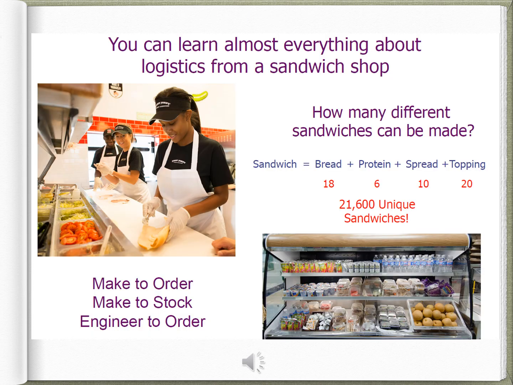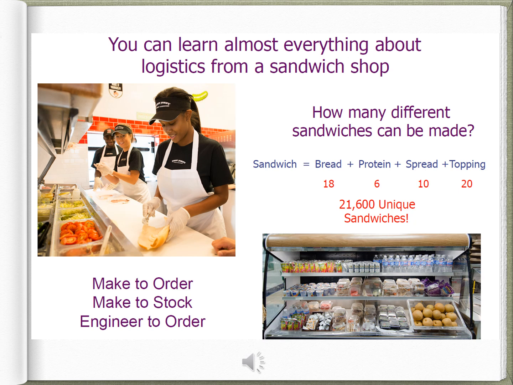You can learn almost everything about logistics from a sandwich shop. For example, if sandwiches are made considering up to 18 different bread types, 6 different proteins, 10 spreads, and up to 20 different toppings, then potentially 21,600 unique sandwiches might be made. However, none will be made ahead of time. Instead, sandwiches are made to order.